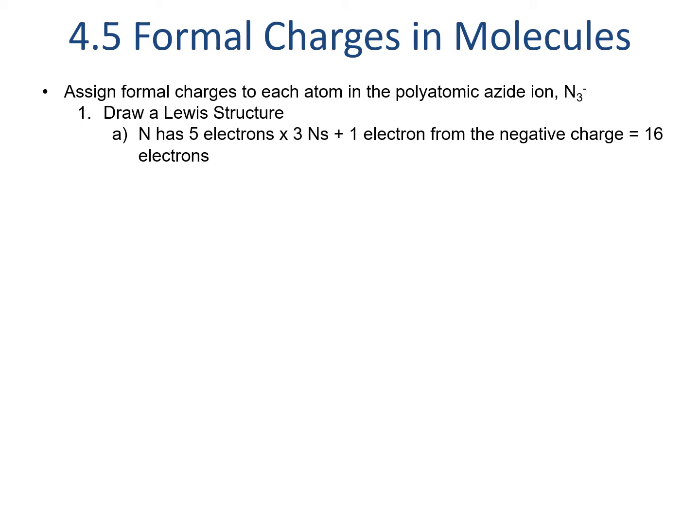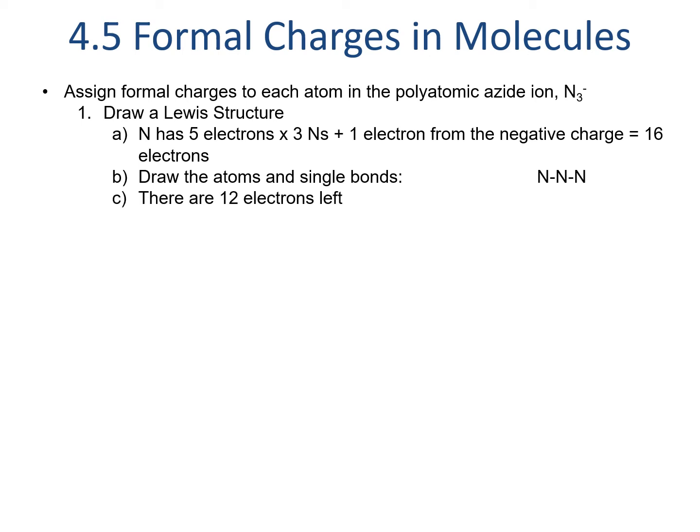We know that we have 16 total electrons, so we'll start out drawing those 3 atoms and single bonds in between them. That accounts for 4 of our electrons. We have 12 left. We're going to add 6 to each of the outside nitrogens, and that's going to give us 16 total electrons. That gives us the right number of electrons, but notice that the central nitrogen does not have an octet. So we need to move some of the outside electrons into double bonds.